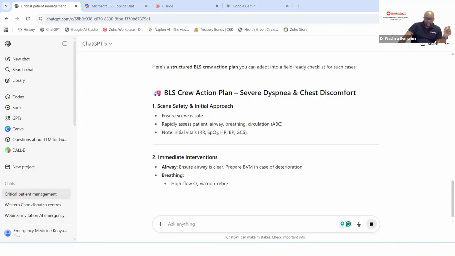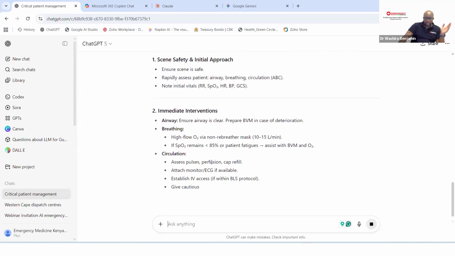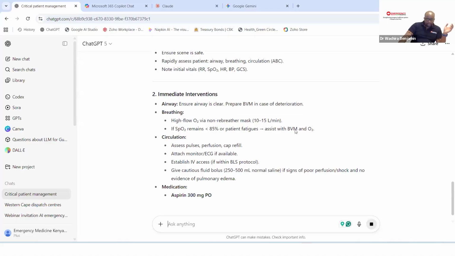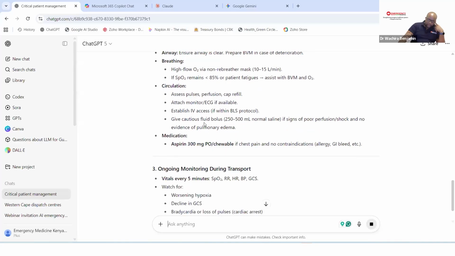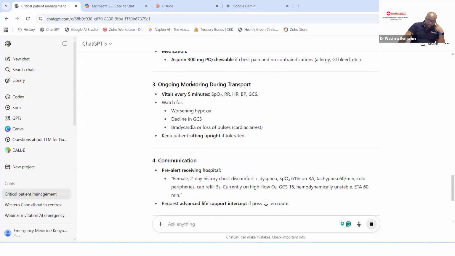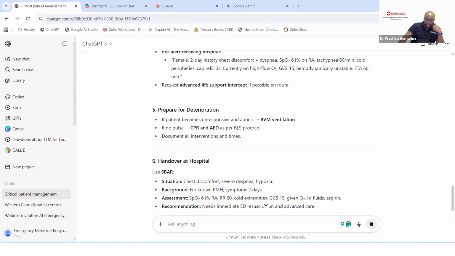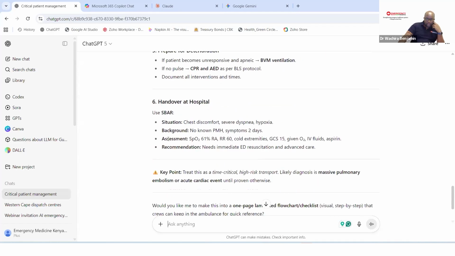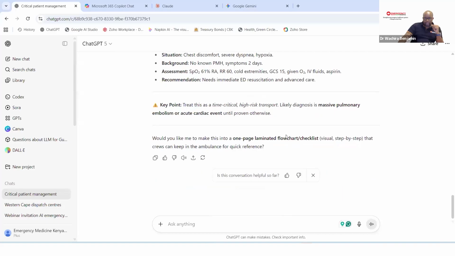So these are my action items. Scene safe, tick, tick, tick. Airway, breathing, BVM in case of respiratory depression, give oxygen, pulses, monitor, establish IV access with BLS protocol, give cautious fluids, monitor patient vitals every 5 minutes. Call the hospital, request ALS intercept if possible en route. If patient stops breathing, start bagging. If there's no pulse, start CPR with an AED as per BLS protocol. Hand over at hospital, do an ESPA. Treat time, likely diagnosis, PE or cardiac event. There we go.